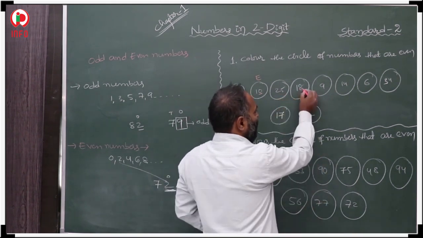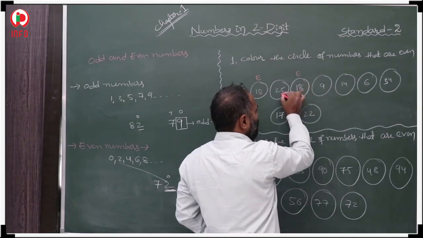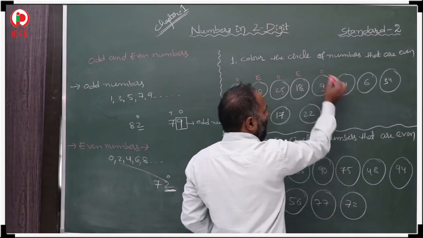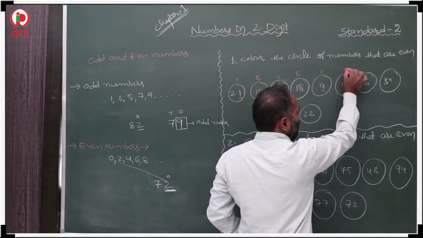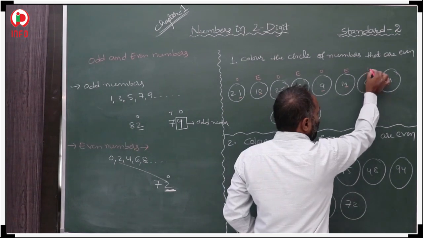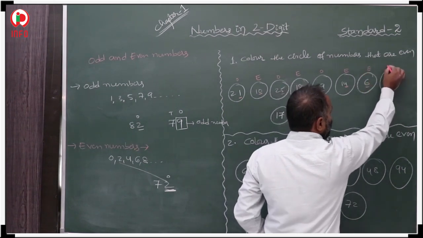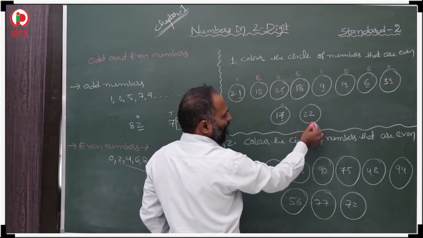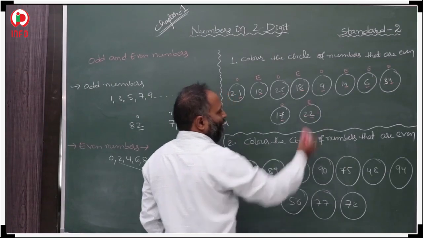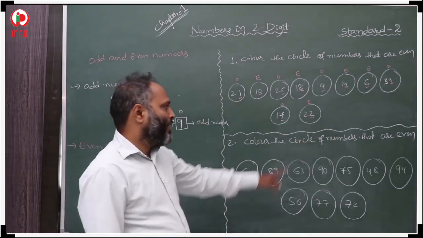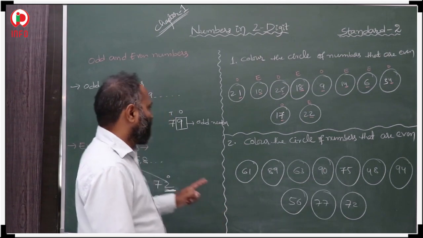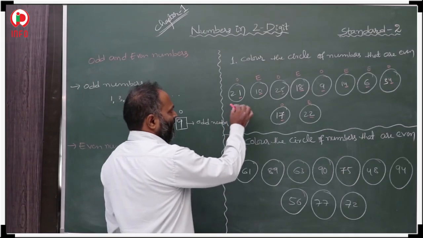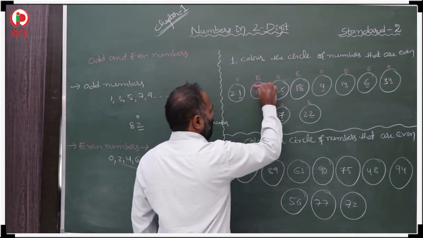This is 8. 8 is an even number. Then this is odd number. 9 is an odd number. 4 is an even number. And 6 is an even number. And 7 is an odd number. And 2 is an even number. We have to check only ones place value. In ones place, if an even number is there, then that is even. If an even number is there, then we color it.